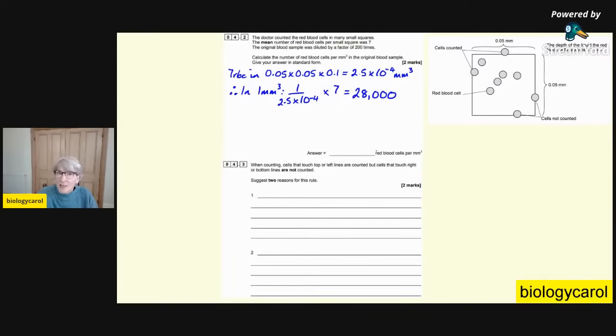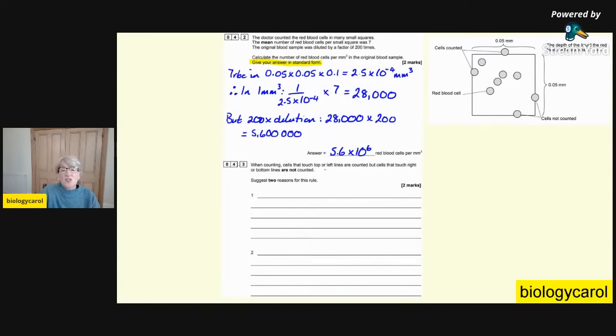But I haven't yet taken into account that's in the diluted blood, and it's been diluted by a factor of 200. So I need to times this number by 200, which gives me 5.6 million. But look, give your answer in standard form. So it is 5.6 times 10 to the 6, because 1, 2, 3, 4, 5, 6, the decimal point needs to be moved 6 times. Okay, hopefully that makes sense.